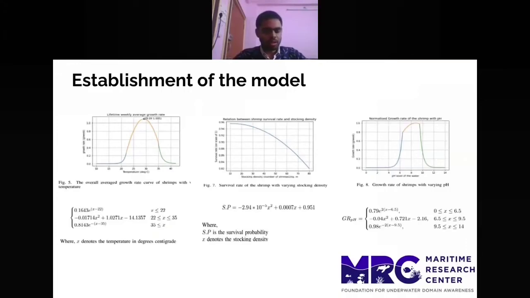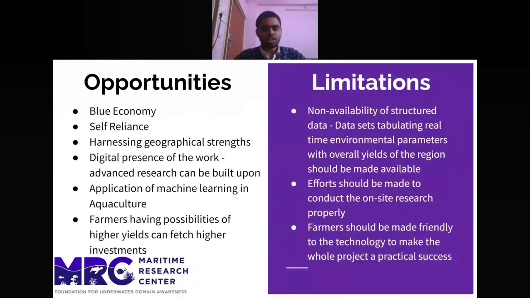And for the growth rate of the shrimp, the survival rate is important because only the survived shrimps can be sold into the market. And the growth rate with varying pH showed that a basic pH is important for the growth of the shrimps. And these are the opportunities and limitations.